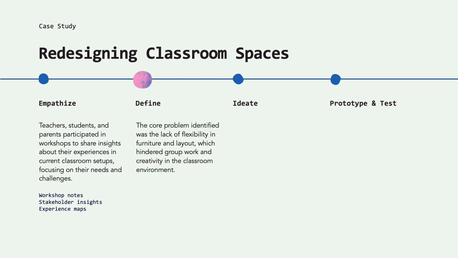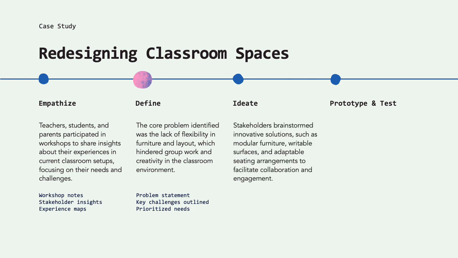In the define stage, the core problem is identified, and it was the lack of flexibility in furniture and layout which hindered group work and creativity in the classroom environment. So now we have discussed the problem statement and key challenges have been outlined. In the ideate stage, stakeholders brainstormed innovative solutions such as modular furniture, writable surfaces, and adaptable seating arrangements to facilitate collaboration and engagement.